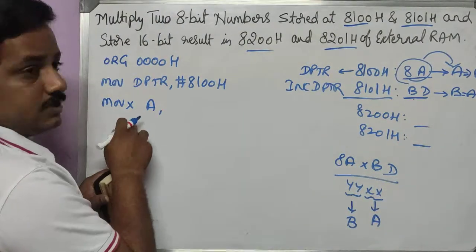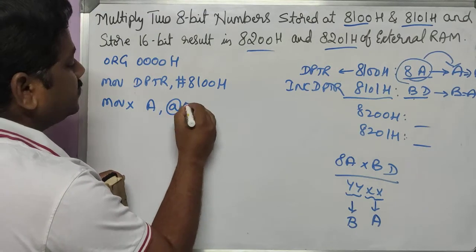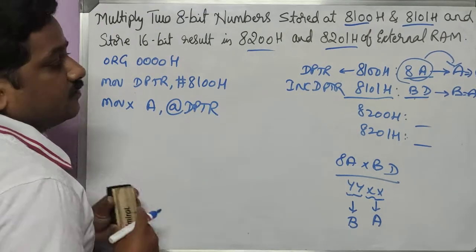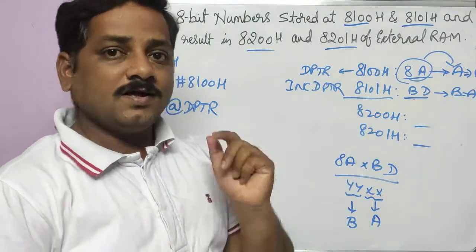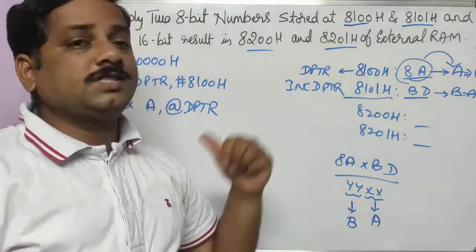And I want it into A. So A comma at dptr. So first I got this 8A. The first data is available in accumulator. Now our concept is to take the second data.